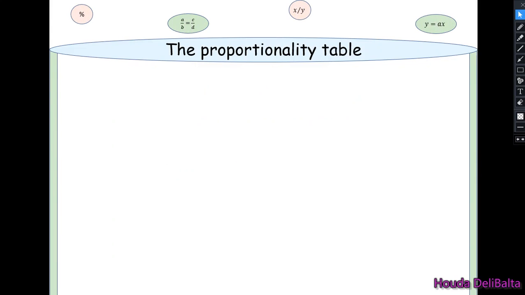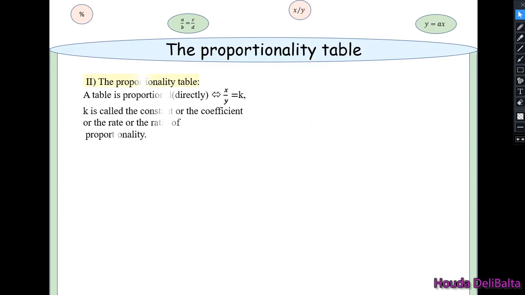And now guys, we are going to talk about the proportionality table. A table is proportional, or what we call directly proportional, equivalent to say that again and again, x over y equals k. What are x and y here? What is k? Let's remember. K is the constant or the coefficient or the rate or the ratio of proportionality.